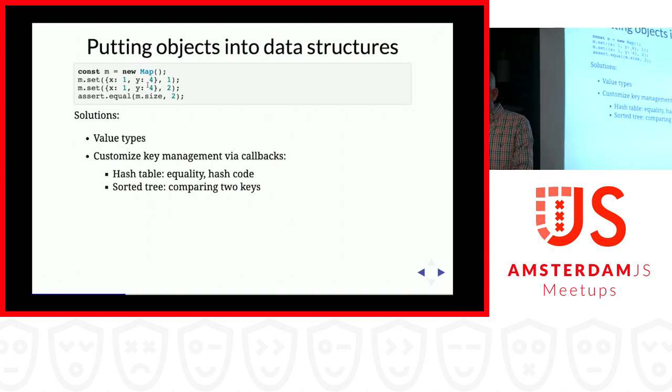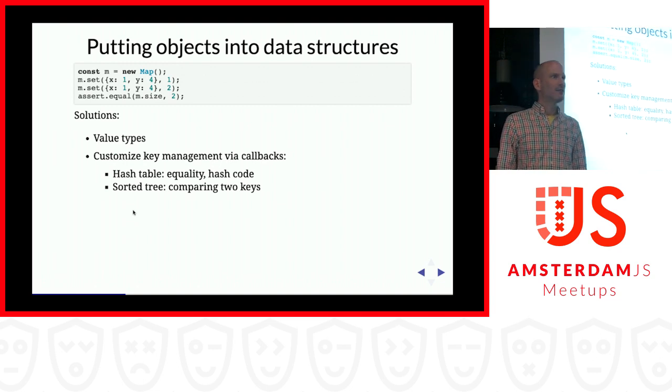So solutions include: once you have value types, the problem goes away. The alternative would be to customize key management via callbacks, and then it depends. At the moment, I guess the implementation is a hash map, so a hash table, so you need two operations, one for equality and one for a hash code. But you could also have a map that is based on a sorted tree, and then you just need an operation that compares two keys.